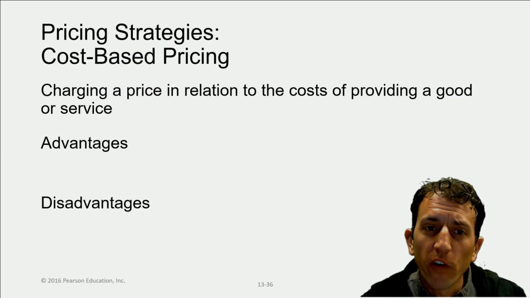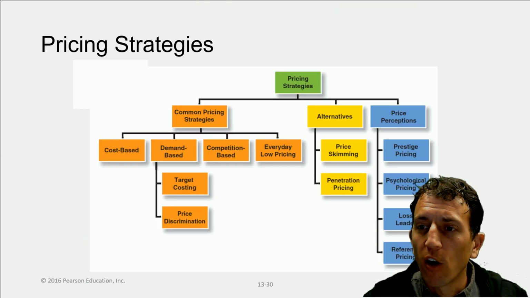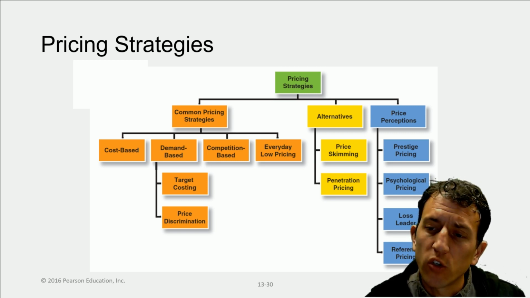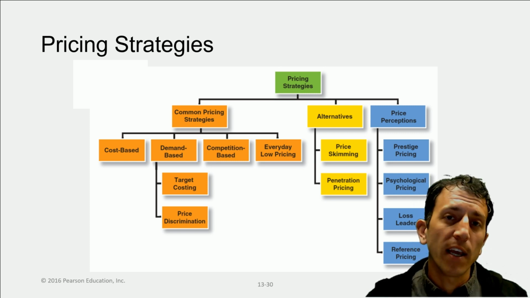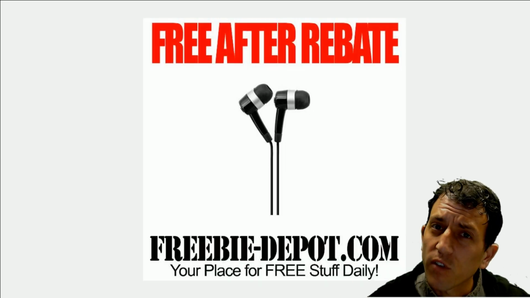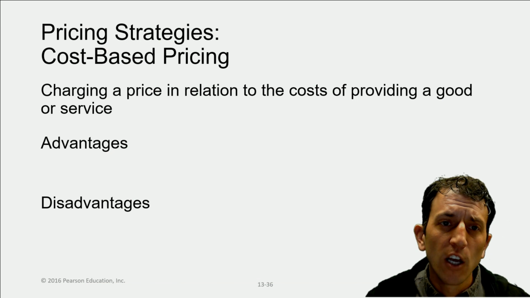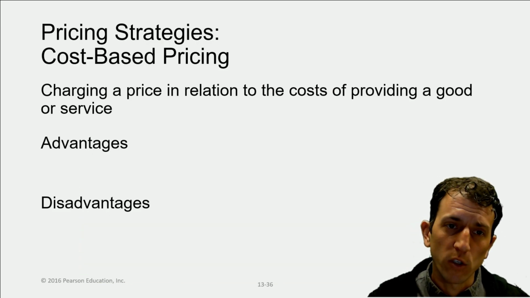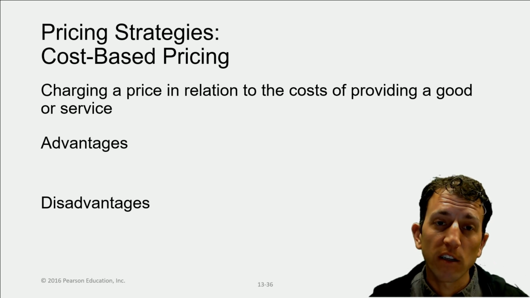I'm going to skip over the price perceptions, if you go back here, and I'm going to skip over the alternatives. You could do that in your homework, and if you take my marketing class, we'll jump into that deeper. But just for basic marketing understanding, you really only have to understand the 4 common pricing strategies, which is how companies price their products and their services.